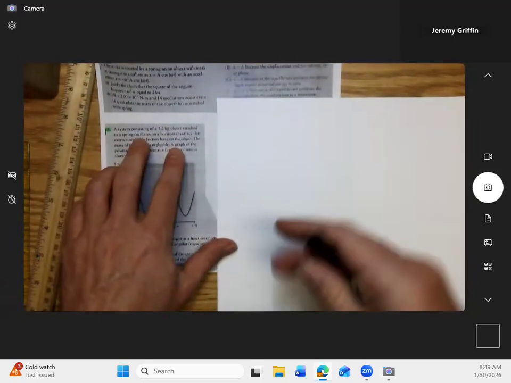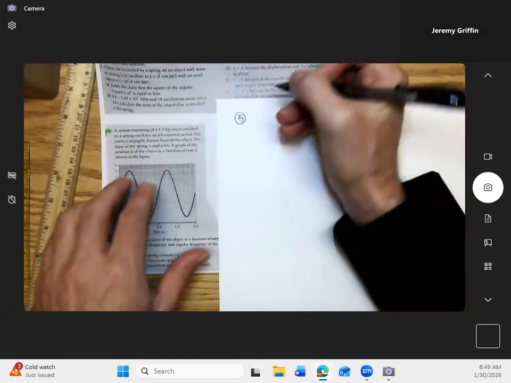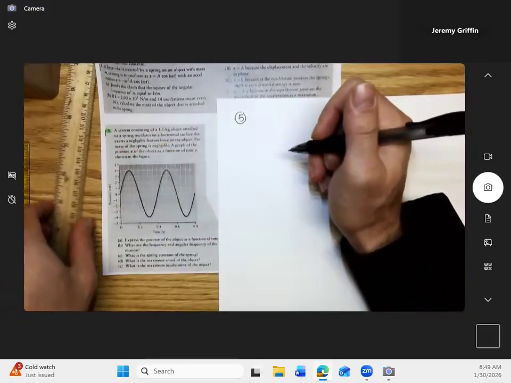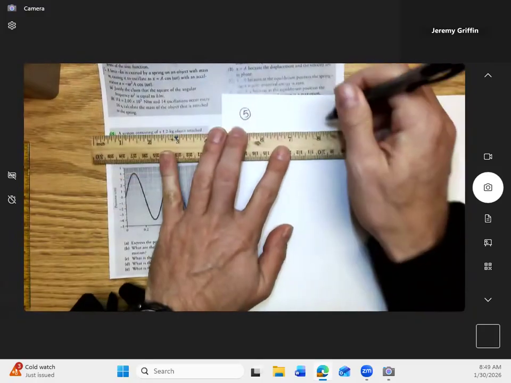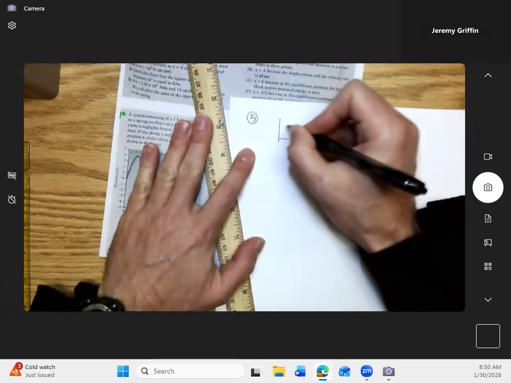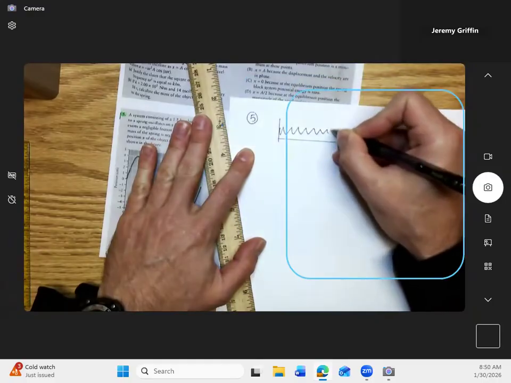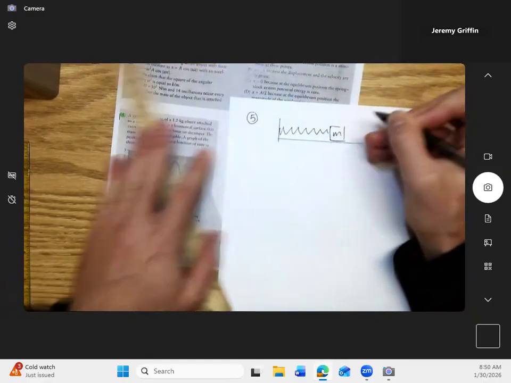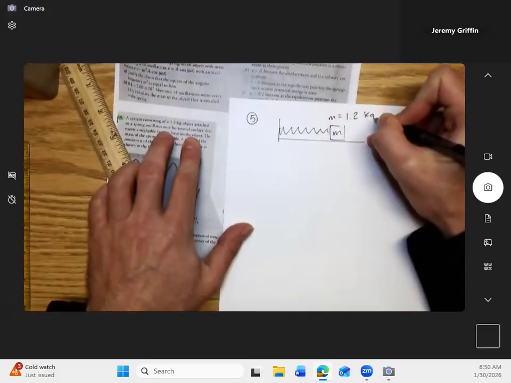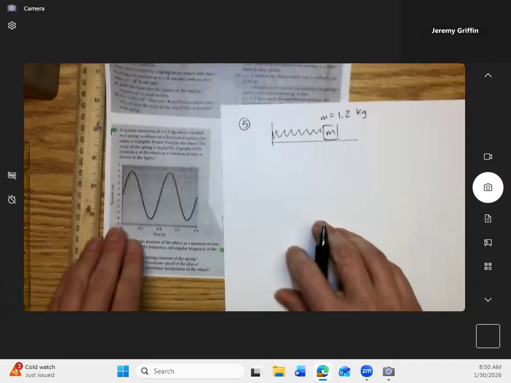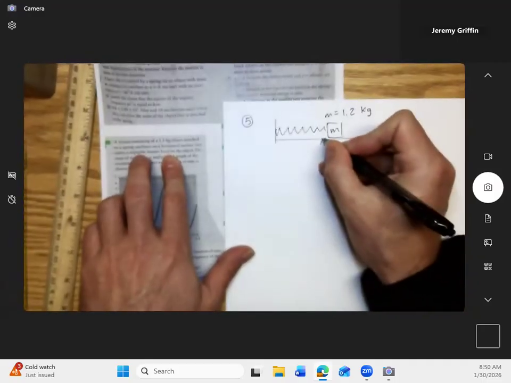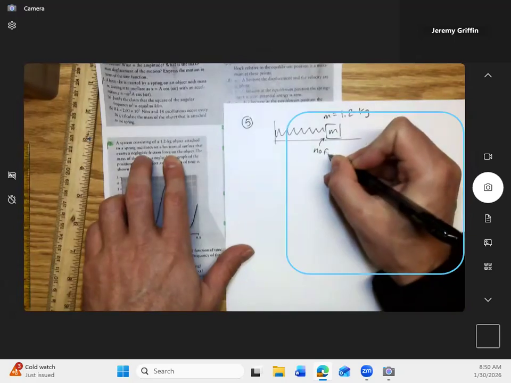A system consisting of a 1.2 kilogram object attached to a spring oscillates on a horizontal surface with negligible friction. So if I draw this to match the picture, they're talking about this situation going on. Okay, so we got a spring, we got a mass. Now they told us this mass is equal to 1.2 kilograms. Guys, everybody write this down? And there's no friction.